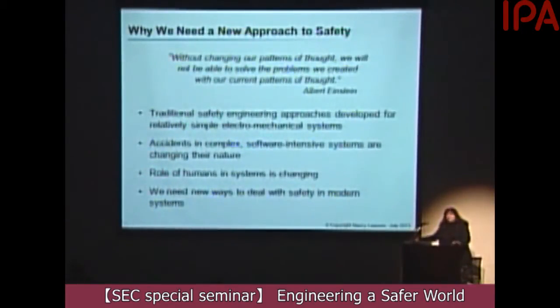So first, why do we need a new approach to safety? The problem is that the traditional engineering approaches were developed for relatively simple electromechanical systems. In fact, all of them are at least 40 or 50 years old, before we had much software or computers in systems. And what's happening in our new systems is the accidents are actually changing their causes. The reasons that the accidents occur are changing. In addition, the role of humans in our systems is changing, and the role of humans in accidents is changing. So we need better ways of dealing with safety in the modern, high-tech systems that we're now building.